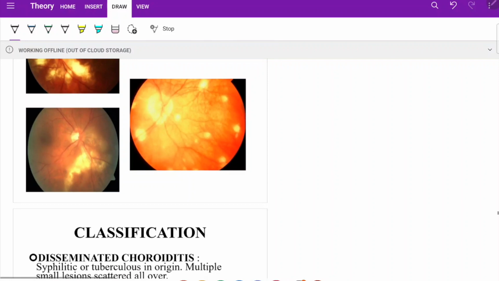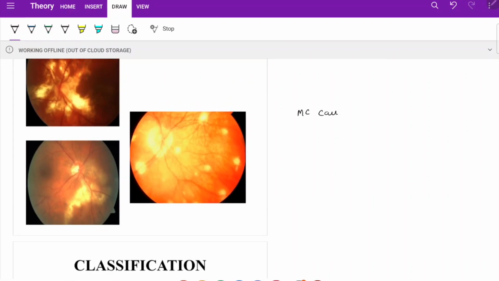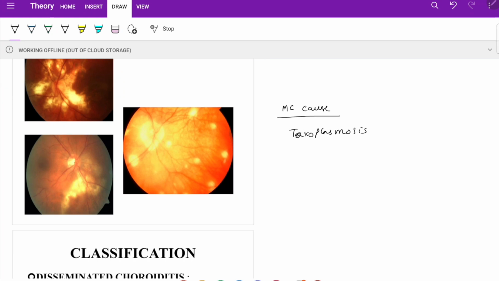What is the most common cause? Toxoplasmosis. It is the most common cause of retinochoroiditis. It is associated with the ingestion of raw or cooked meat. Raw meat is the most common, though it can occur with cooked meat too. Humans are always an intermediate host. Cats are the definitive host. And it actually occurs through raw meat.